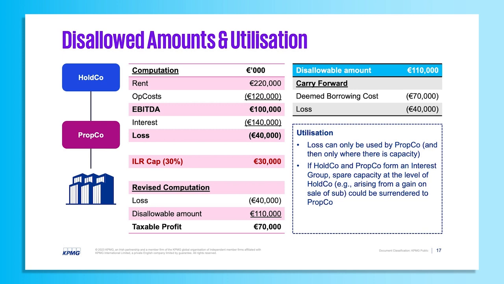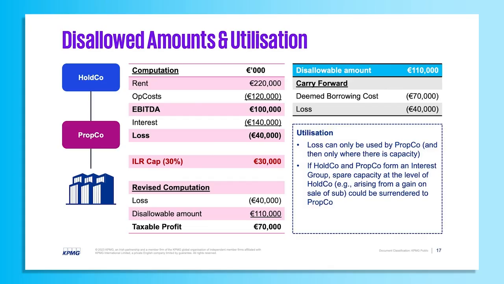When preparing PropCo's tax computation before any ILR adjustments, it has a tax adjusted loss of 40, which we can see is driven by its interest expense. When preparing PropCo's revised tax computation to take into account the disallowable amount which is added back, the taxable profit is now 70. While the revised computation results in taxable profits, meaning PropCo will now pay tax where it would not have otherwise, but for the ILR restriction, this amount is available to carry forward to succeeding accounting periods and is referred to as the deemed borrowing cost.